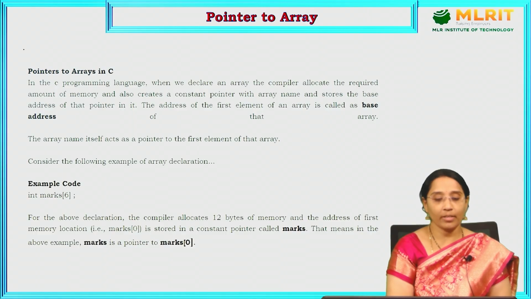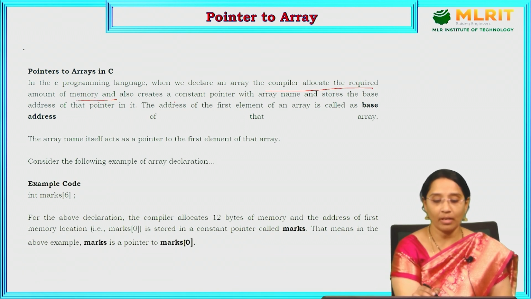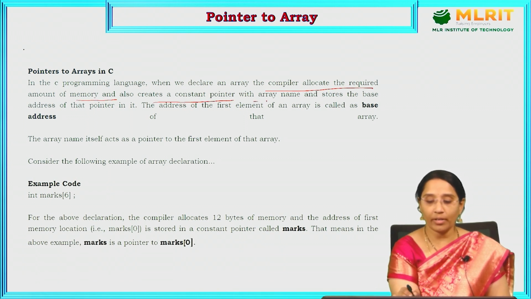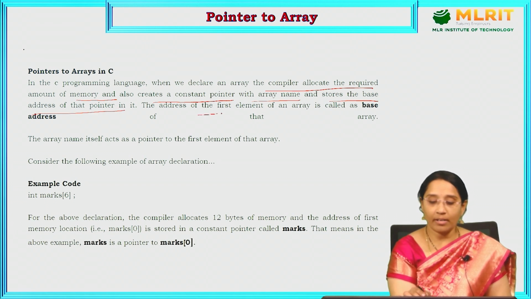Next one, pointers to arrays. Pointers to arrays in C. In the C programming language, when we declare an array, the compiler allocates the required amount of memory and creates a constant pointer with the array name and stores the base address in that pointer. The address of the first element in an array is called the base address.